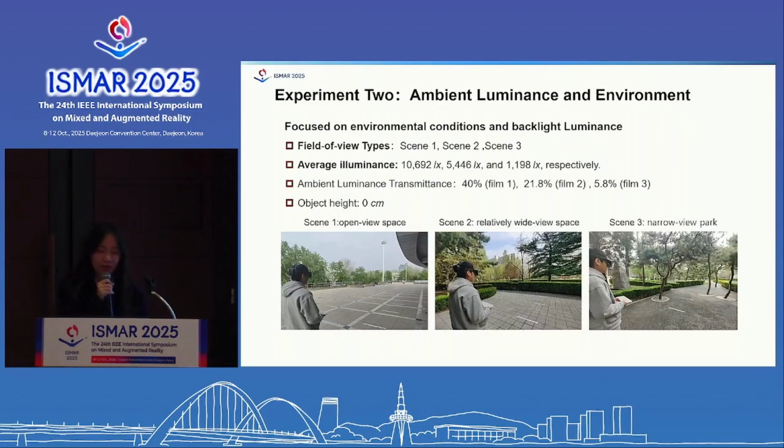Here is our experiment 2, ambient luminance and environment. In this experiment, we focus on the environmental condition and backlight luminance. We set 3 outdoor environments with different field of view types. Scene 1 is an open view space, Scene 2 is a relatively wide view space, and Scene 3 is a narrow view park. Different environments have different average luminance. We use 3 different films to control the ambient luminance transmittance and to get different luminance levels in one scene. The object was set at 0 centimeters.